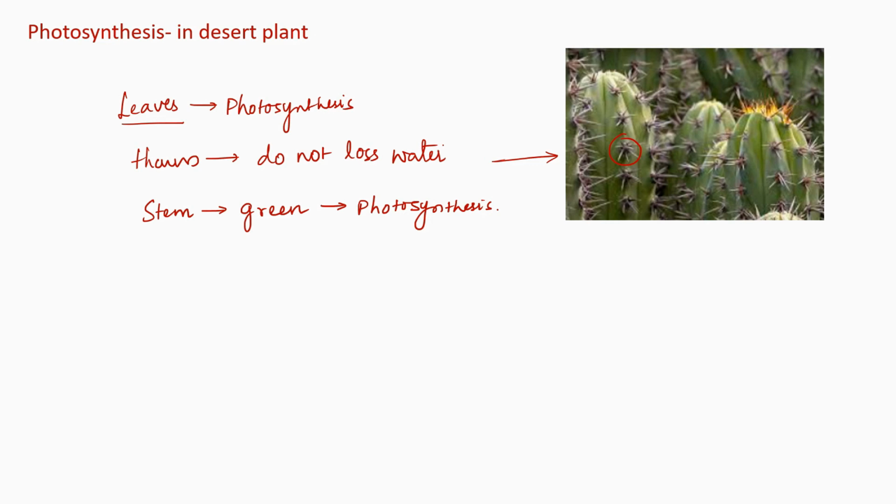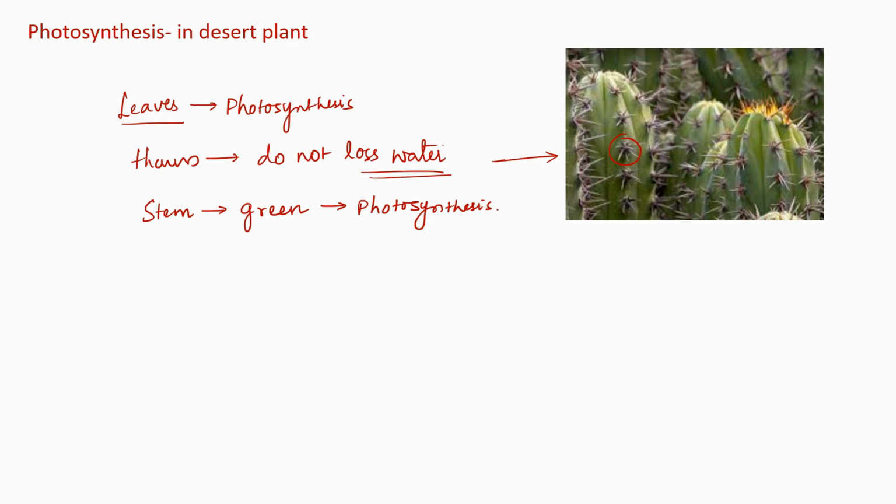Now why have they converted, why have they adopted this feature? Because these thorns will not lose any water. Leaves lose water via transpiration, but thorns will not lose any water, and that in turn helps them save some of the water, because in the desert there will be scarcity of water. So they have adopted this feature of converting leaves into thorns.